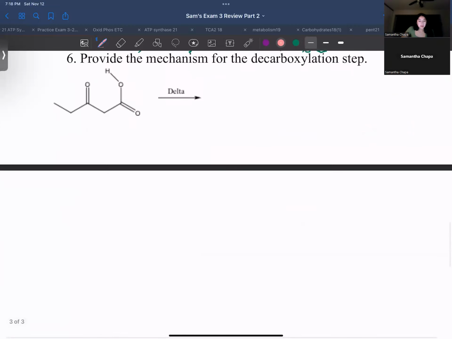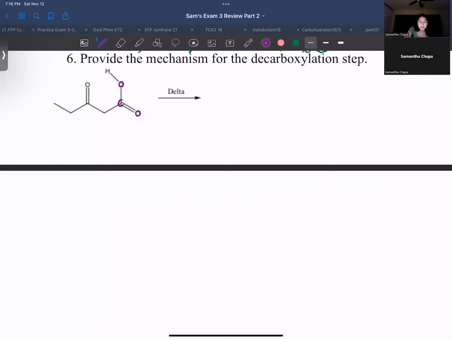This is one of the problems that I got on my test. So provide the mechanism for the decarboxylation step. Okay, so then we're going to do the same thing as we did previously. So I see decarboxylation. I think of losing CO2. So then on the past one, I lost a whole carboxylic acid molecule. So then here, this is what we're going to be losing. This carbon right here and 2 oxygens is what we're going to be losing.